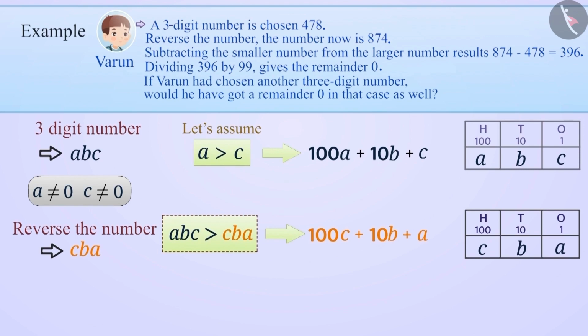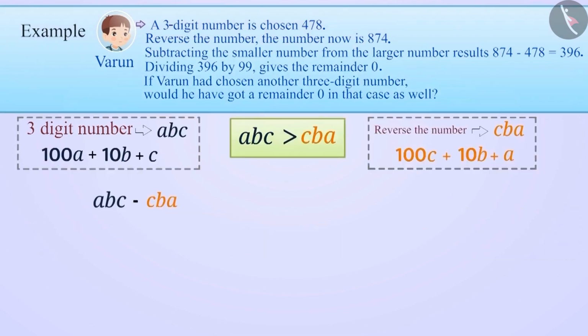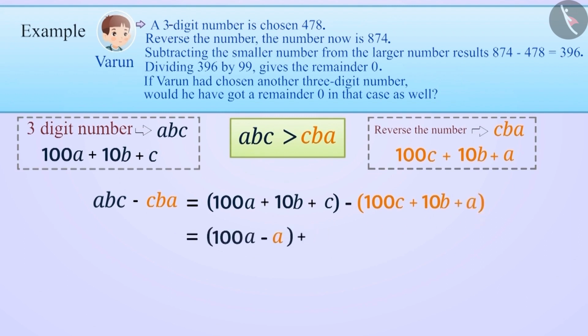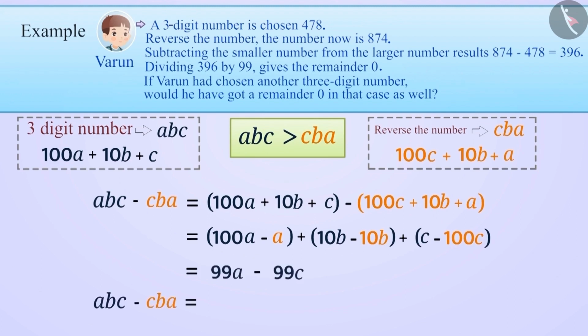So, we will subtract CBA from ABC. ABC minus CBA is equal to 100A plus 10B plus C minus 100C plus 10B plus A, which is equal to 100A minus A plus 10B minus 10B plus C minus 100C, which is equal to 99A minus 99C, which is equal to 99 times A minus C. What does this tell you? Think for a while.